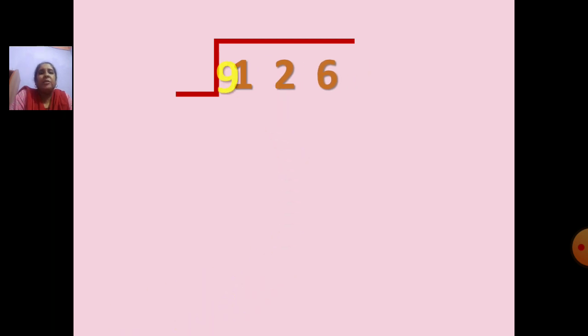126 divided by 9. Now see, the first number is 1, in the hundreds place. If you take 1, 9 is big and 1 is small. You cannot divide, so you can take two numbers together. And you will say the table of 9. In the table of 9, which number will come less than 12? 9 ones are 9. 9 twos are 18. You cannot take 18, right? So you will take 9 ones are 9. So you will write 1 up, 9 down. Draw the line. Put the sign of minus.